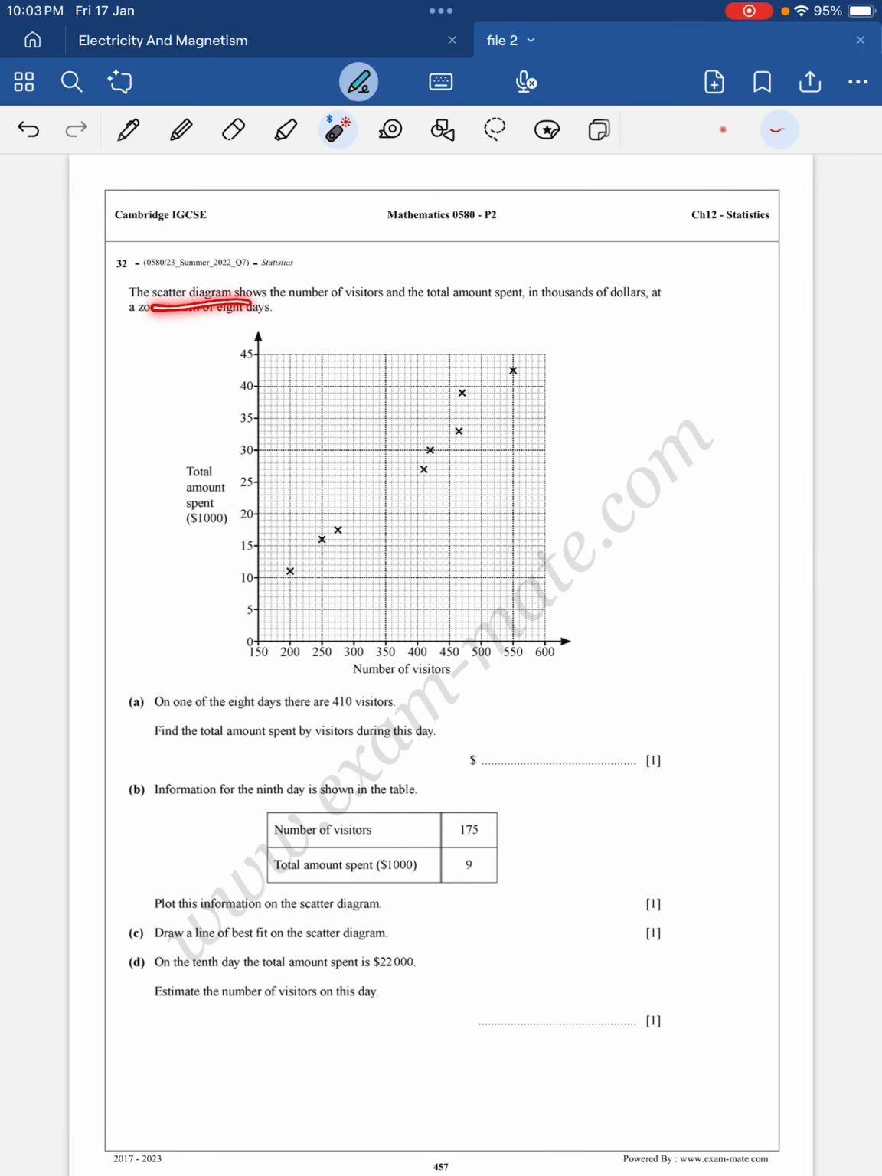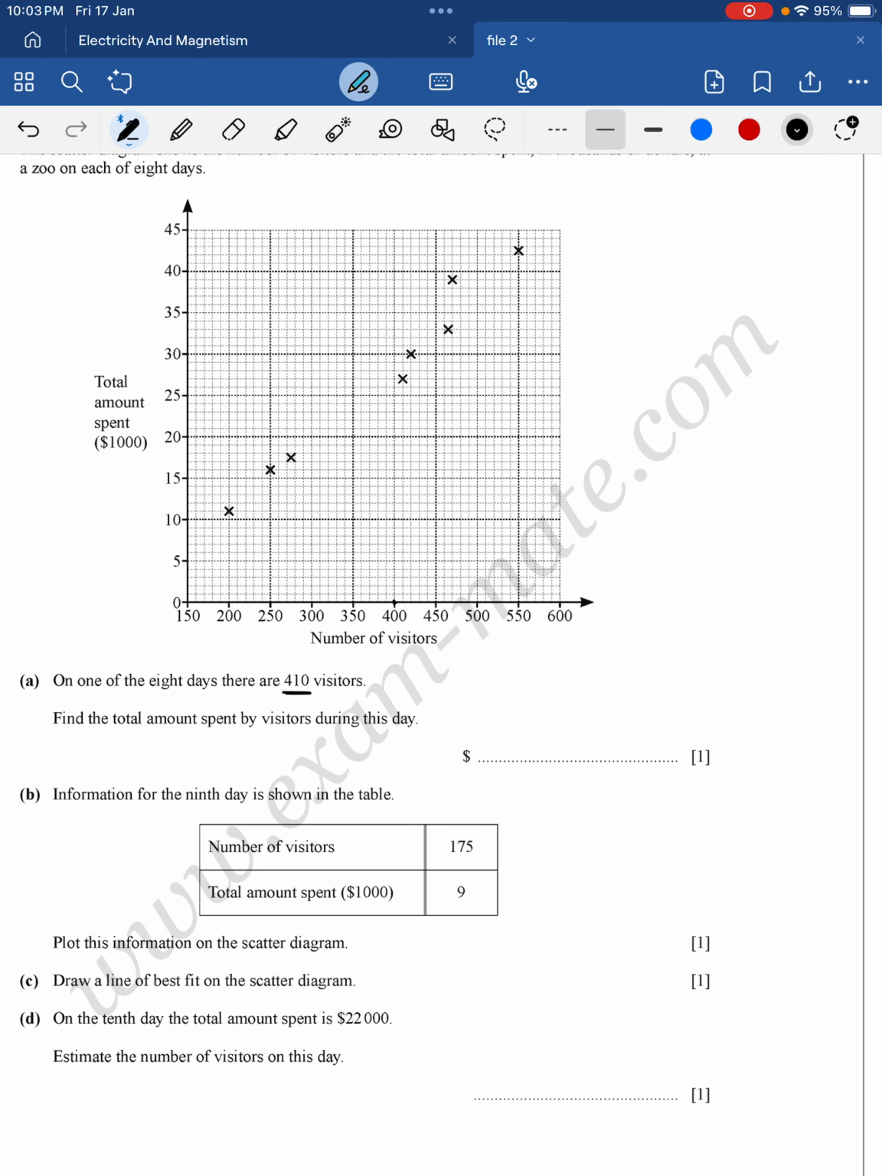Moving to question number 32. The scatter diagram shows the number of visitors and the total amount spent, in thousands of dollars, at a zoo on each of 8 days. On one of the 8 days, there are 410 visitors. Find the total amount spent by visitors on this day. So for 410 visitors, there's 400 and 450, and between them are 5 squares, so this will be 410. Going vertically, we have this point. This is 25, this will be 26, this is 27. Since it's in thousands, it's $27,000.